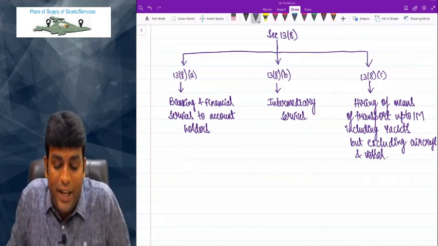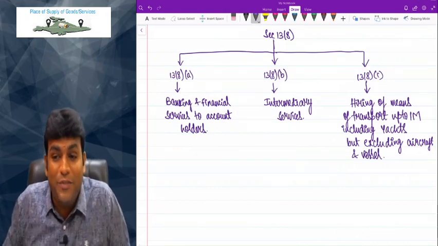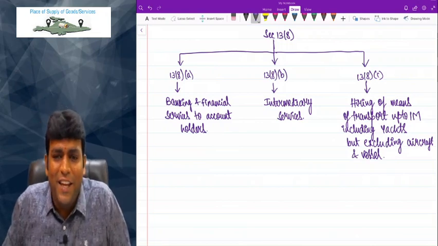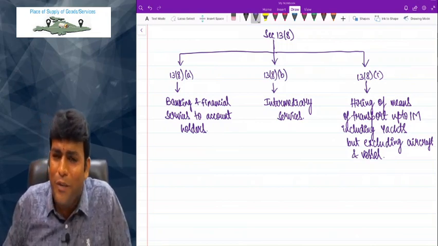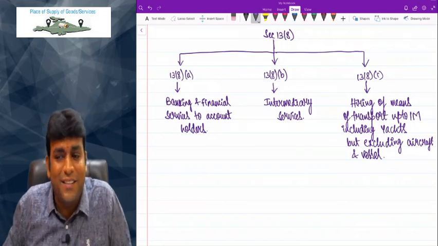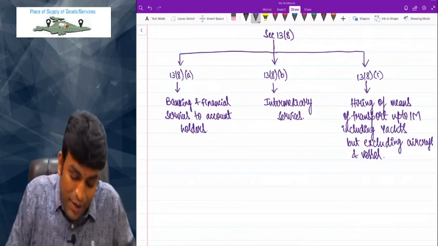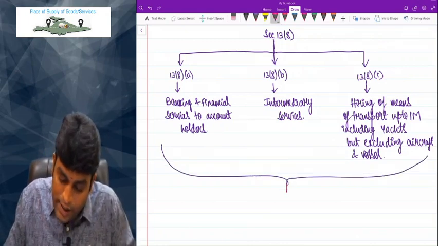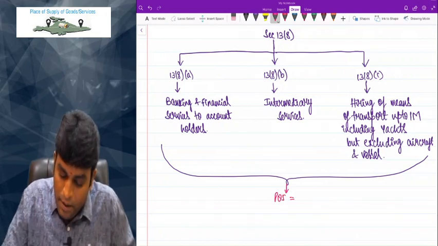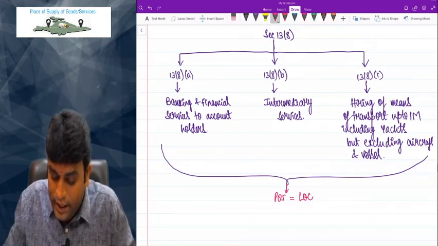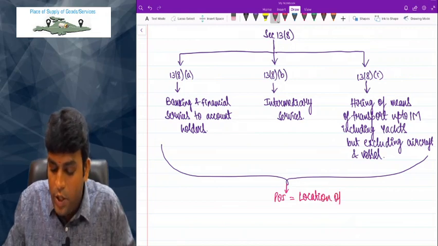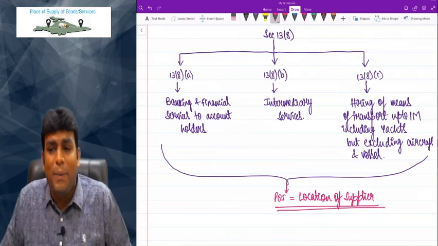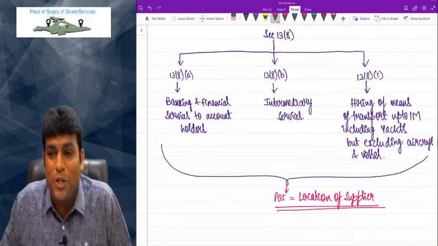That means if you hire an aircraft or vessel, then 13.8 will not apply. If 13.8 will not apply, where will you go, sir? Obviously, we will go back to the general rule, that is nothing but 13.2. Clear, right? Now, in all these cases, my dear friends, the law says place of supply is straight away the location of supplier. In all the 3 cases, place of supply without any second thought is the location of supplier.